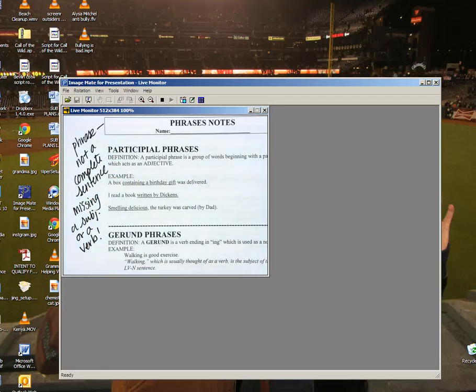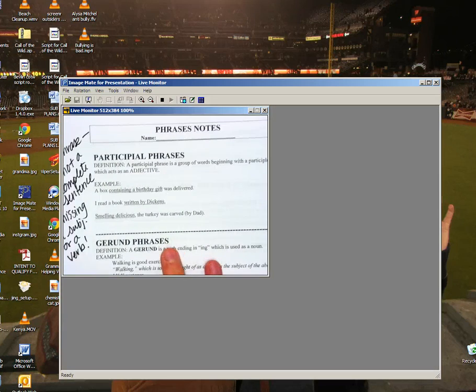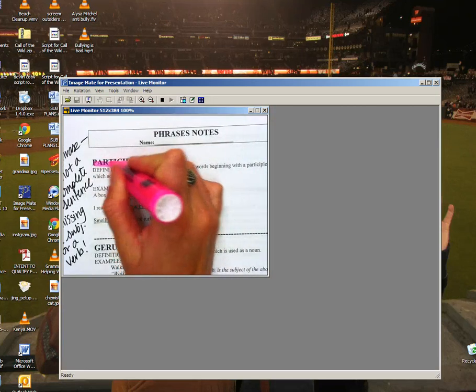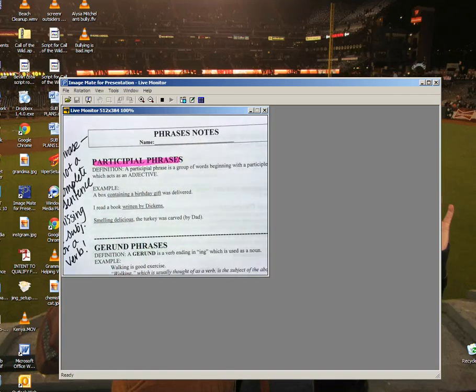Okay, we have a bunch of different types. The first type of phrase, remember to pause if you need to take notes, is a participial phrase. Grab a little highlighter. That is the first phrase that we need to know. A participial phrase is a group of words beginning with a participle or a verb, and it acts as an adjective. Okay, again, I don't care that you know what type it is, but you have to know how to find them.